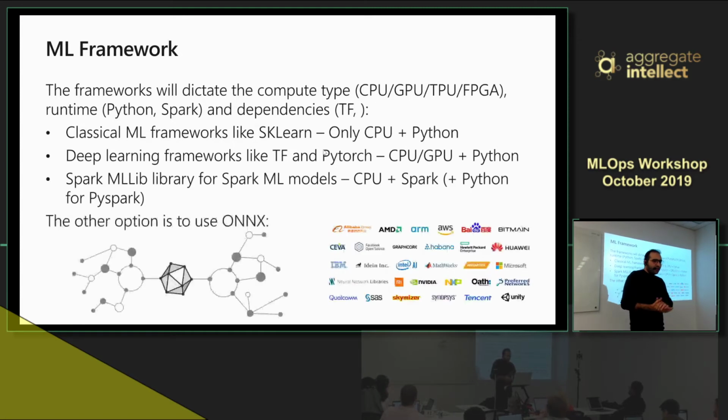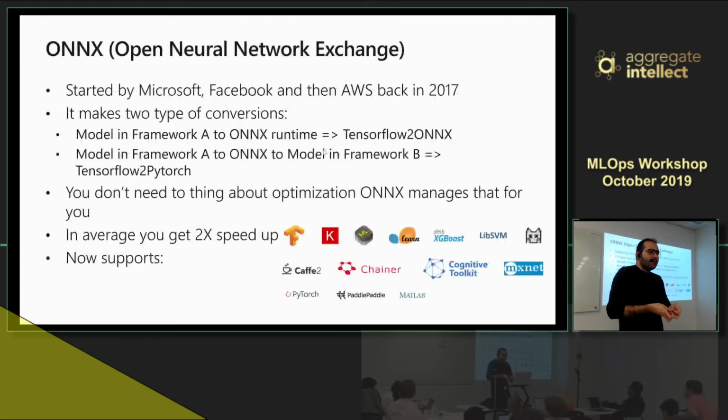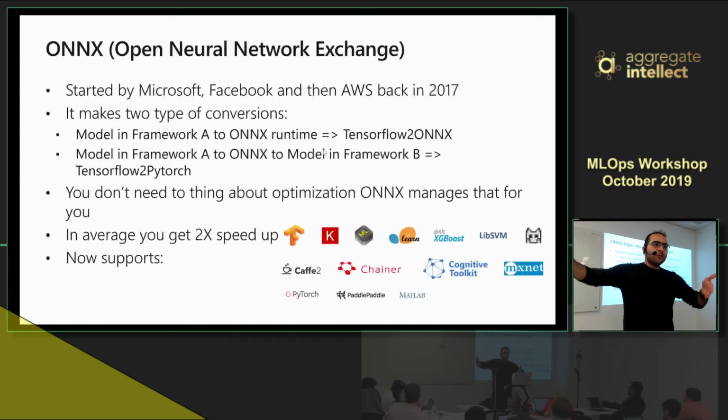There's also an interesting project called Open Neural Network Exchange, ONNX, an open source project started about 2 years ago by Microsoft, Facebook, and AWS. The concept is to get any machine learning model converted into a runtime which is optimized for a particular hardware. Or you can get a PyTorch model converted into a TensorFlow model. These two conversions were impossible before.